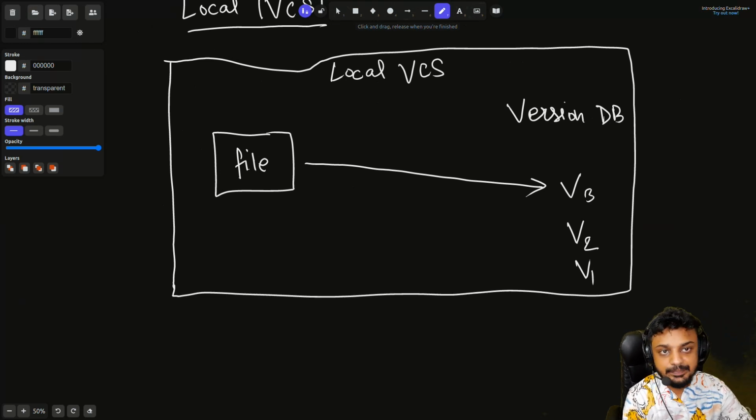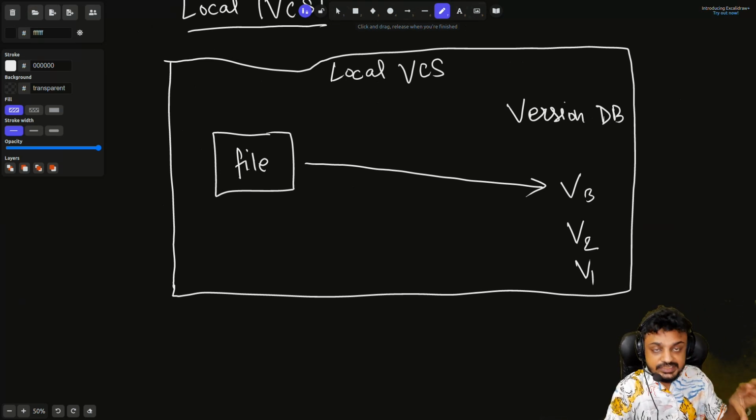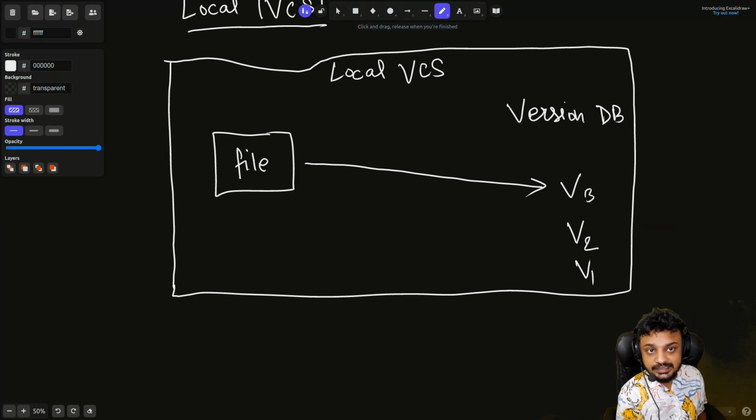So this was a simple local VCS, and this local version control system used to store this database locally on the machine. So if I'm working on this computer right now, my local VCS database would be stored in my system only, right? As you might have guessed, this local VCS approach had a major problem that any developer would face.